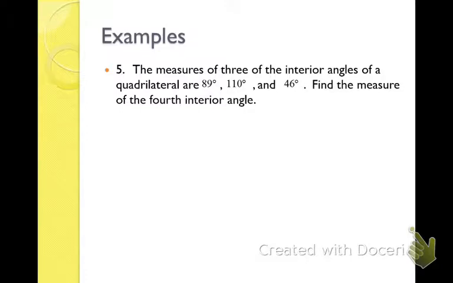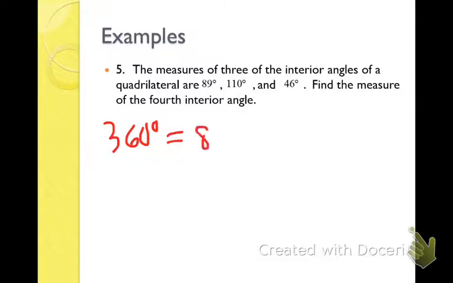Okay, the measures of 3 of the interior angles of a quadrilateral are 89, 110, and 46. Find the measure of the 4th interior angle. Okay, so what do we know about a quadrilateral? What is the sum of its interior angles? Yeah, 360. So how could I solve for that missing angle? Yeah, 360 minus those 3 angles.